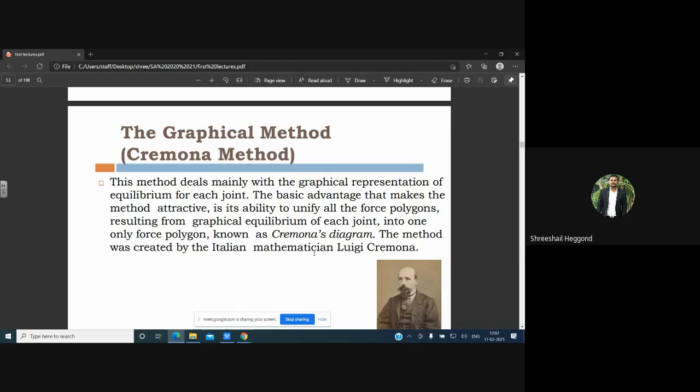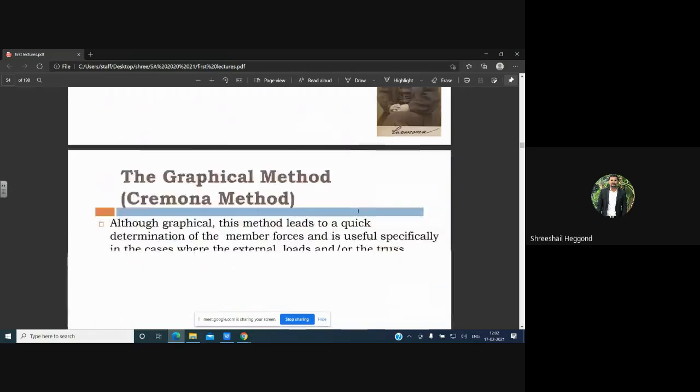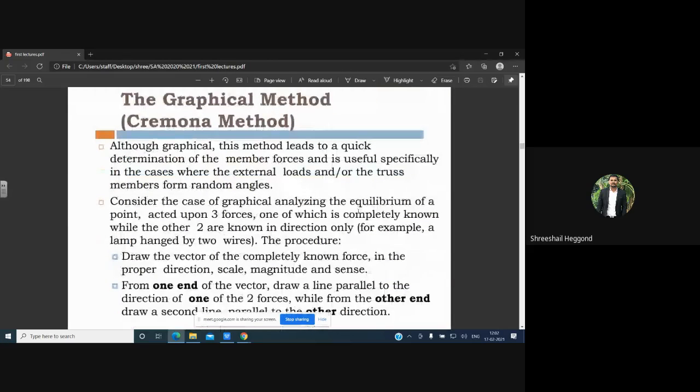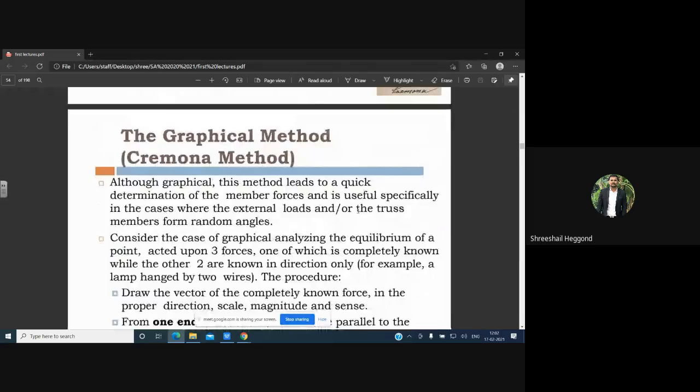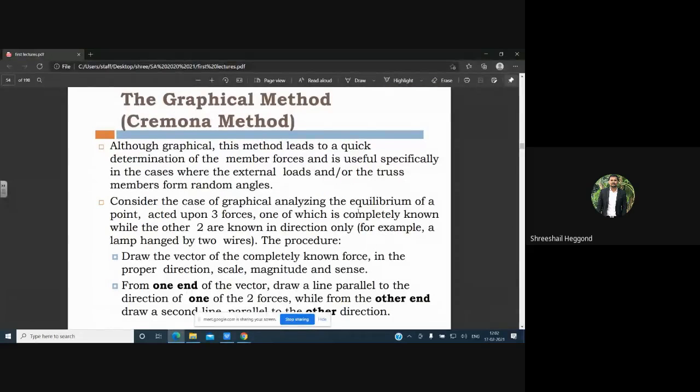This method was created by an Italian mathematician, named after the scientist Luigi Cremona. He invented this method, depending upon mathematical solutions. He analyzed these processes. The graphical method is the process of how we need to draw the diagram.